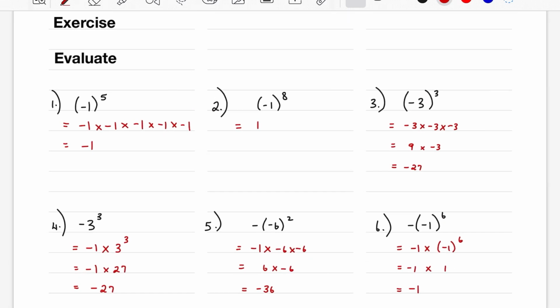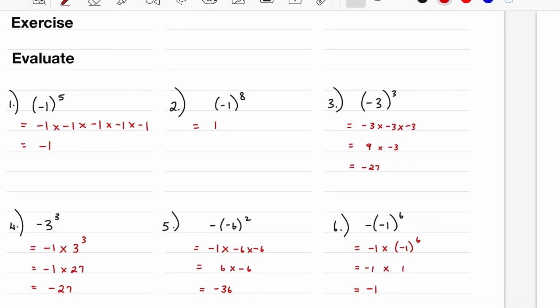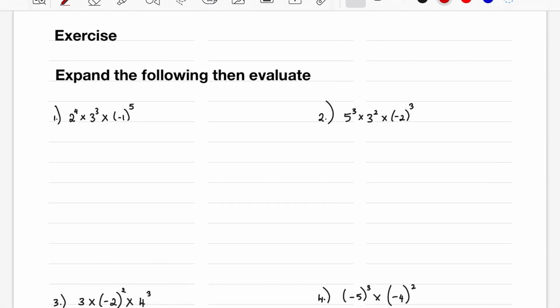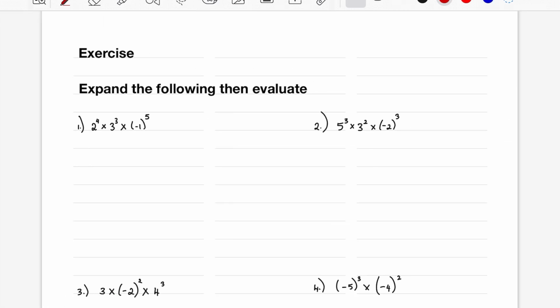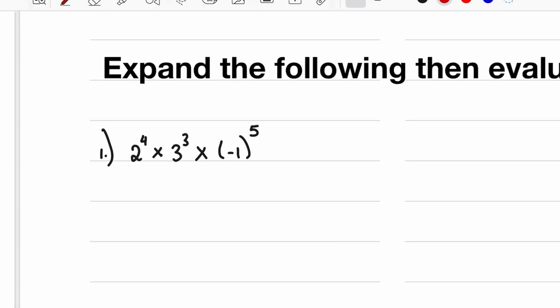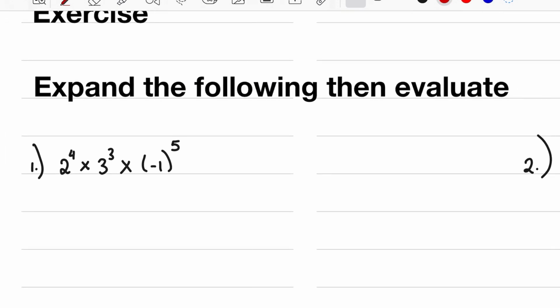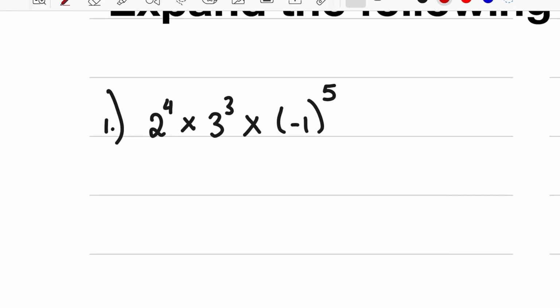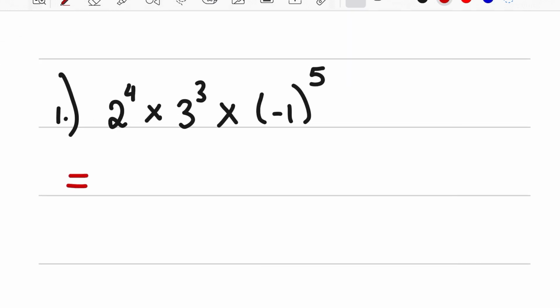Let's move on to another exercise, which again you can pause and try on your own before I go through the solutions, which will be now. Okay, so let's take a look at question 1. This instruction tells us we need to expand the following and then evaluate. As I would have said before, it's not necessary to expand, but this question specifically asks us to. So we need to expand these indices.